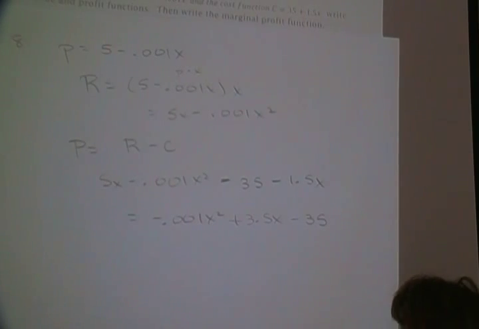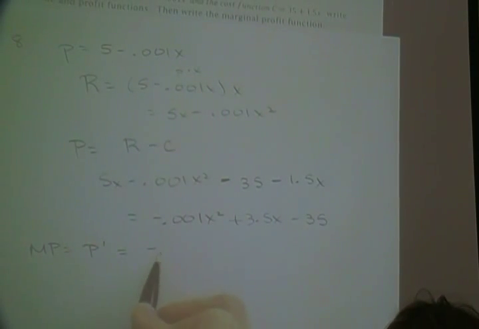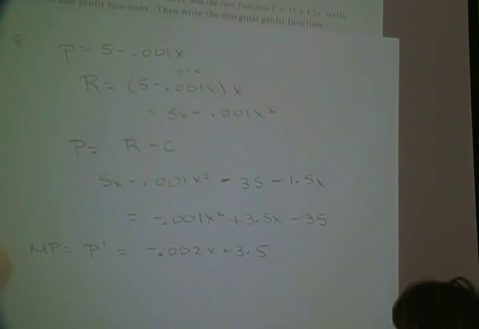Next thing I said is write the marginal profit function. Well, you need to know that marginal profit means the derivative of profit. So in this case, it'd be negative 0.002x plus 3.5. And if I asked you what marginal profit was, it's the profit for the next unit that you sell. So if I plugged 100 in here, I find the profit for the 101st unit. That's what marginal profit is. It's the extra profit for that next unit.